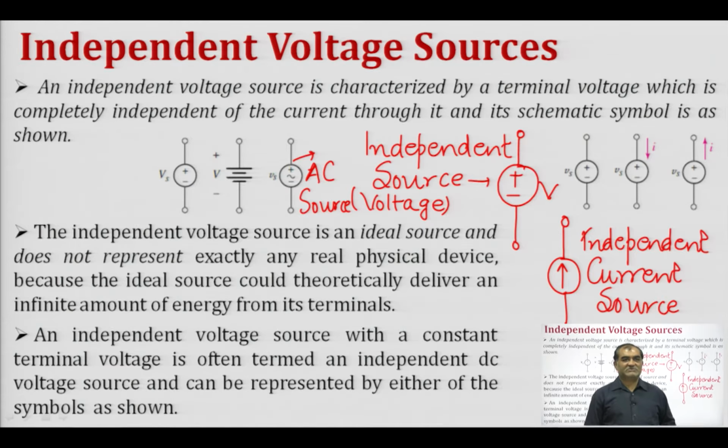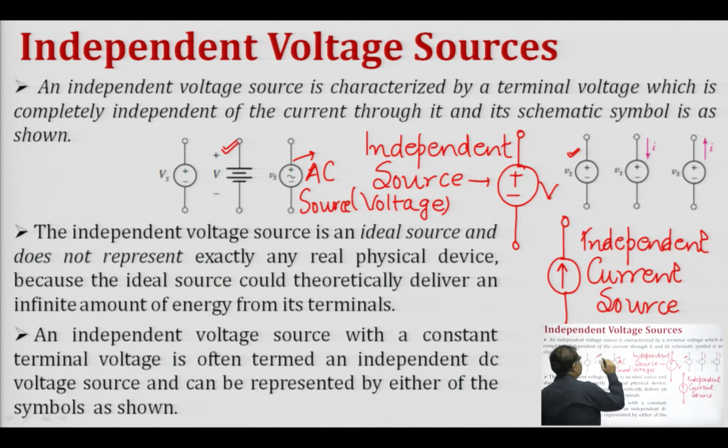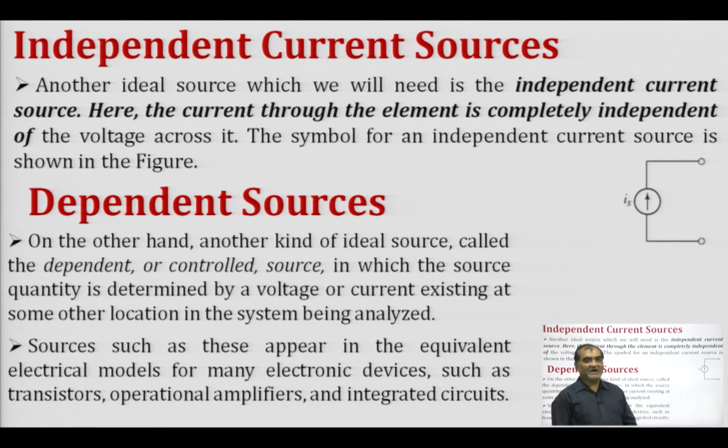The independent voltage source is an ideal source and does not represent exactly any real physical device, because ideal sources could theoretically deliver an infinite amount of energy from their terminals. Next, an independent voltage source with a constant terminal voltage is often referred to as an independent DC voltage source and can be represented by either of the symbols as shown. So, this can be the representation of an independent DC voltage source, or this can be another representation of an independent DC voltage source.